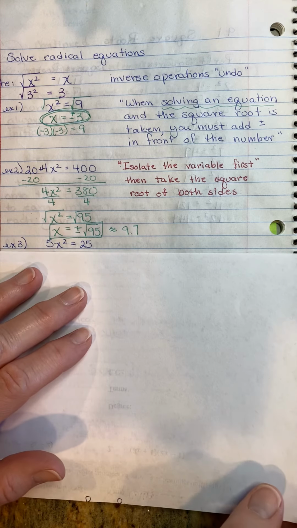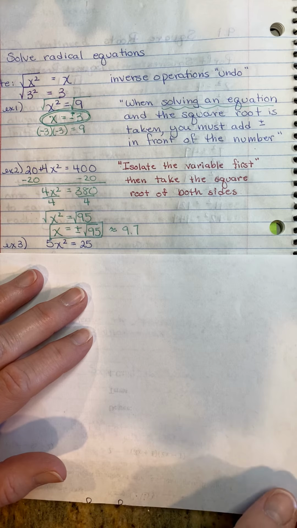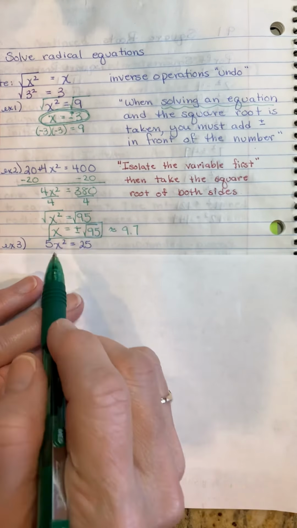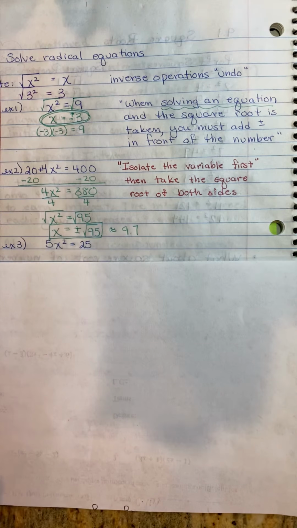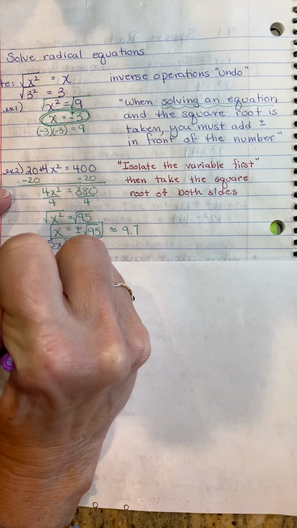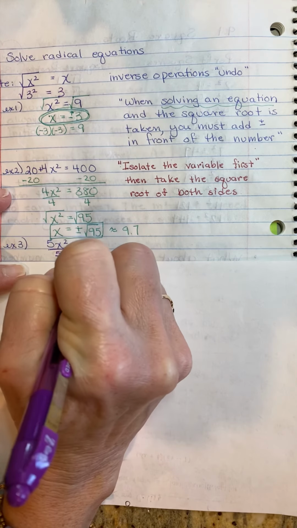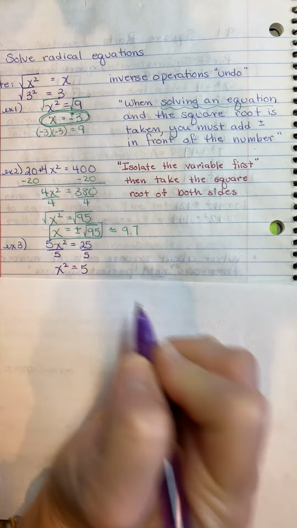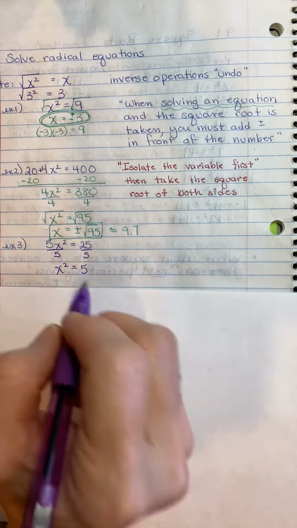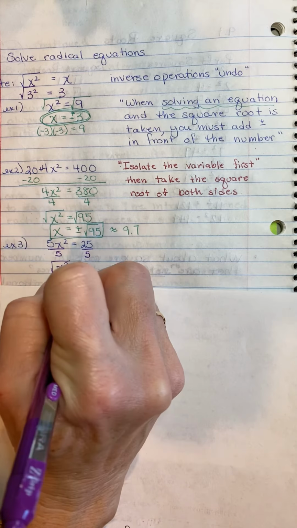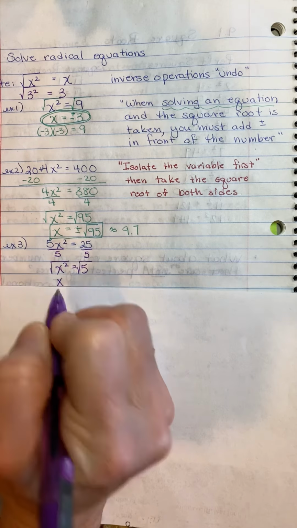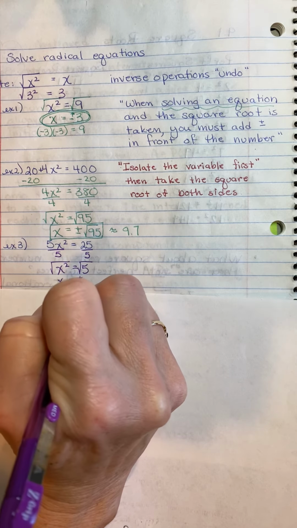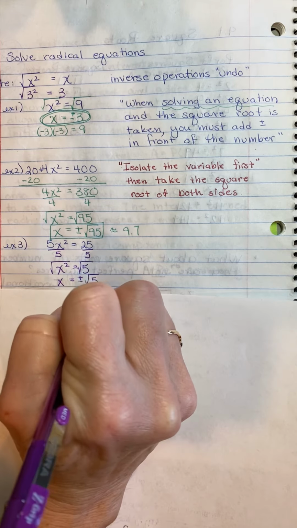Here's one more example. 5x squared is equal to 25. We isolate the variable first, so we would do that by dividing both sides by 5. And then we would have x squared is equal to 5. Once you get here, take the square root of both sides. The square root of x squared is x. Since we're solving an equation, it's plus or minus the square root of 5.